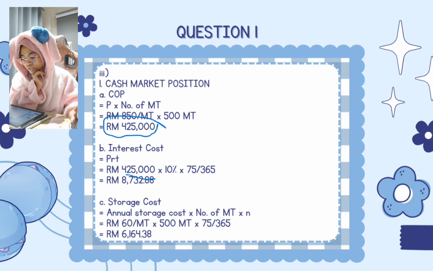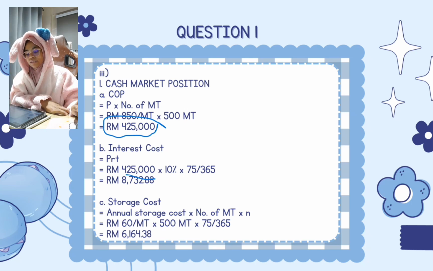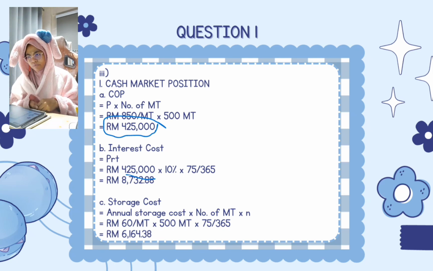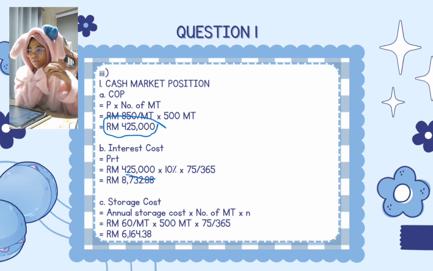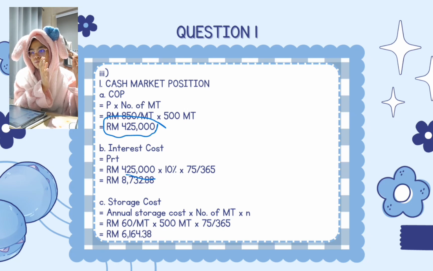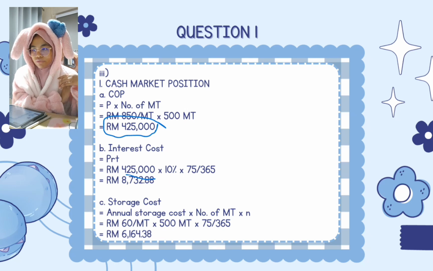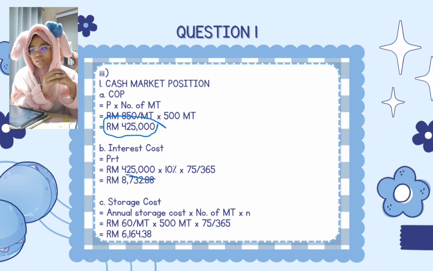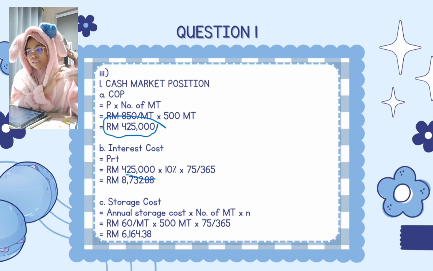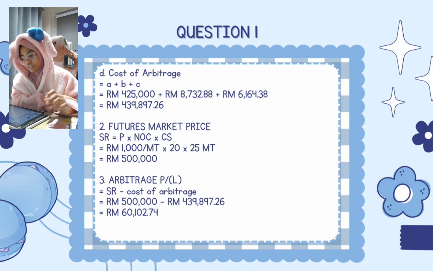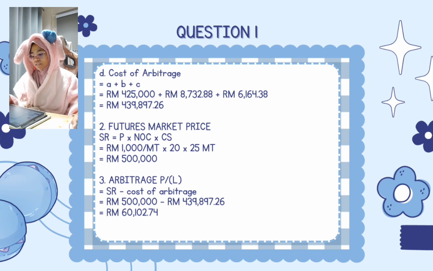And the storage cost is the annual storage cost times number of metric tons times N. So the annual storage cost is 60 ringgit per metric ton per annum. I'm so sorry, it's 60 ringgit per annum times 5 ringgit per metric ton and times 75 per 365, which equals 6,164 ringgit 38 cents. So the cost of arbitrage is basically A plus B plus C.